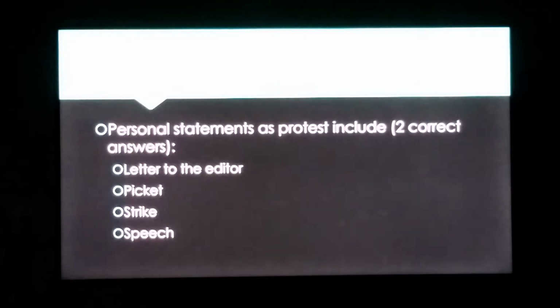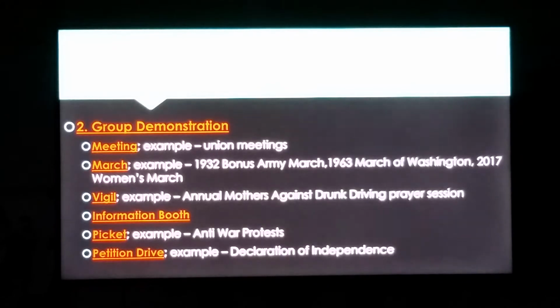All right, moving on. Next type of nonviolent protest will be group demonstration. So, first example could be a meeting, like a union meeting, especially if you were in the IWW or the Wobblies, which were much more militant. Many of their meetings were types of protest. You could lead a march. Lots of examples that we've talked about and more that we'll talk about as we get through the rest of the year. But the Bonus Army March on Washington in 1932, we've talked about that one.